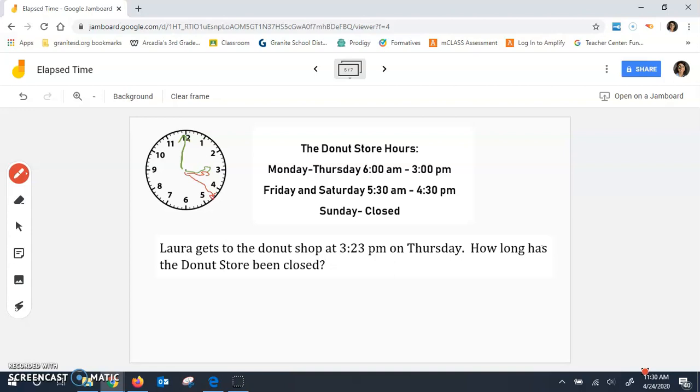Wow, that is not a straight hand. Looks rough, but that's okay. So 3:23 is right here. My minute hand hasn't gone all the way around. We haven't done a full hour because it's still in the 3 o'clock hour, because they closed at 3. So I'm just looking at my minutes here. 23 minutes past 3. So that means that the donut store has been closed for 23 minutes.